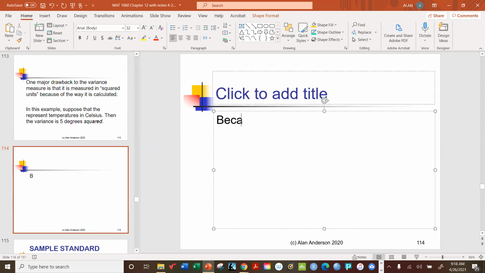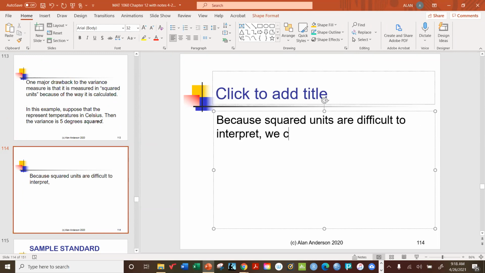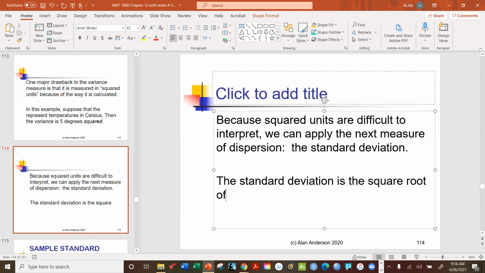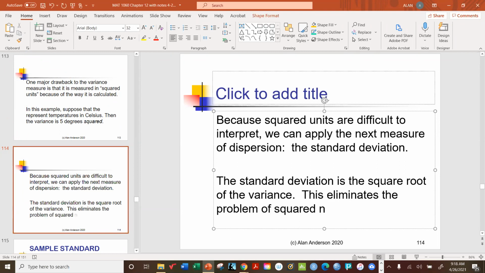Because squared units are difficult to interpret, we can apply the next measure of dispersion, the standard deviation. Okay, the standard deviation is the square root of the variance. This eliminates the problem of squared units.